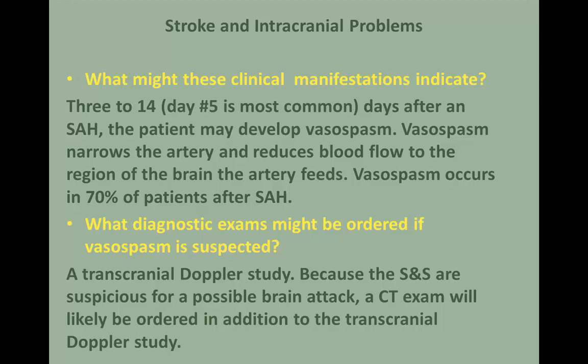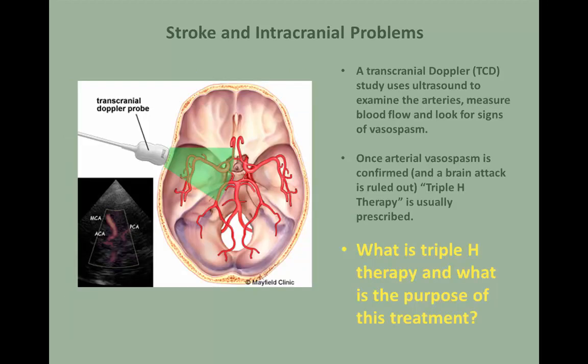But what are we going to have to do? What diagnostic exams are we going to do? Probably the patient will first get a CT, to ensure that the patient does not have a rebleed from the subarachnoid hemorrhage. And of course, now we're looking at, is there a stroke? Is it an ischemic stroke, or is it vasospasm? The next thing that will be done is likely a transcranial Doppler. A transcranial Doppler will use ultrasound to examine the arteries. So they're going to be able to measure blood flow and look for signs of vasospasm. That will help the physicians confirm that this patient has arterial vasospasm.